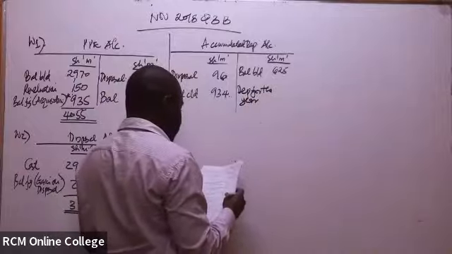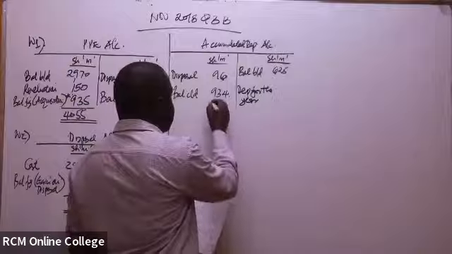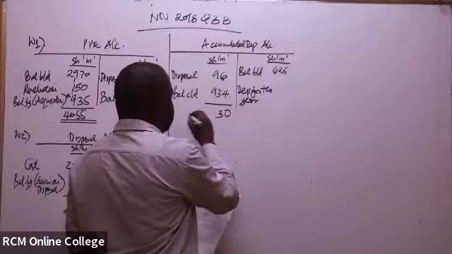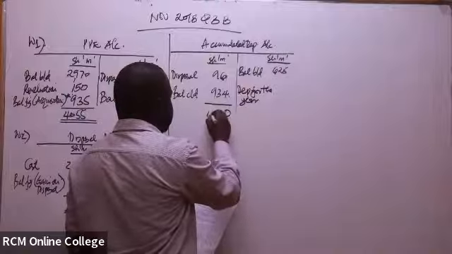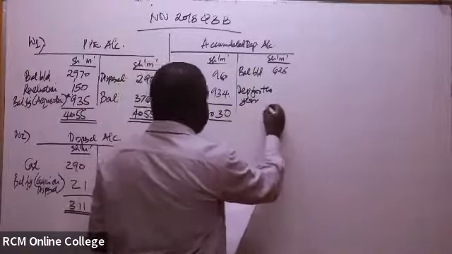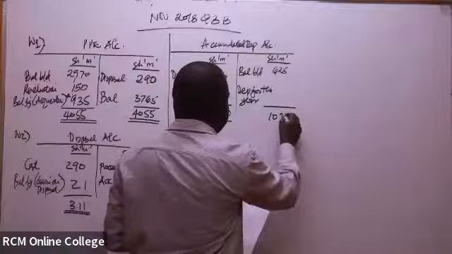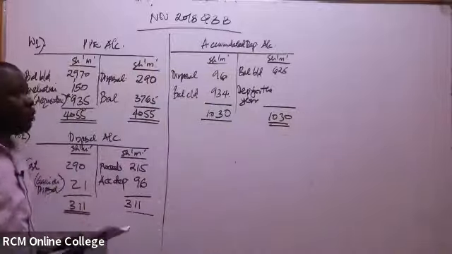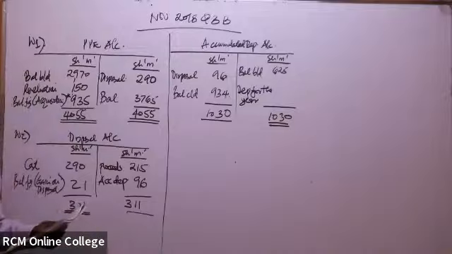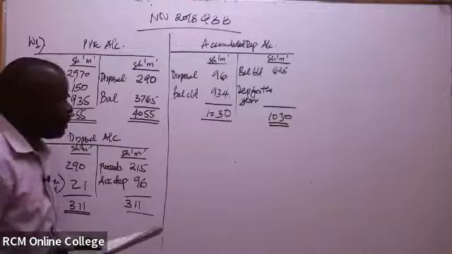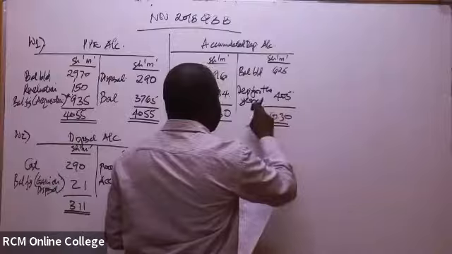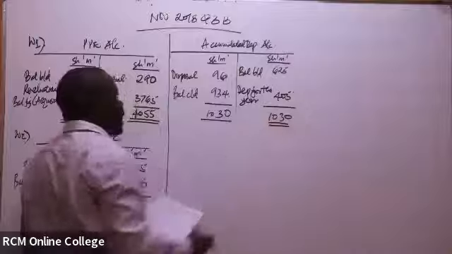And of course, you can add. This one comes to 0, this one is 13, this one is 10. Is it 1030? So 1030 minus 625. What do you get? You get 405. 1030 minus 625, you'll end up getting 405. So this is the depreciation charge for the year.